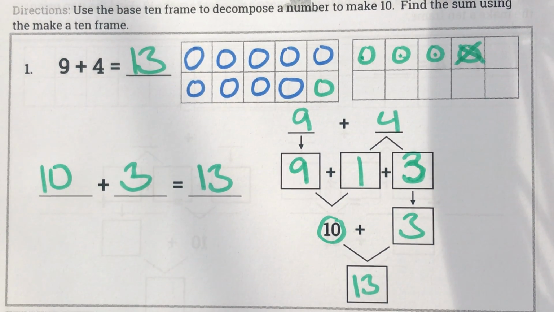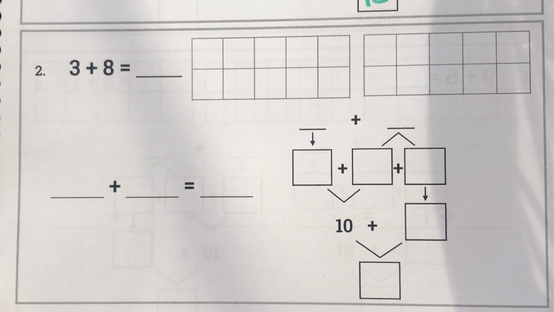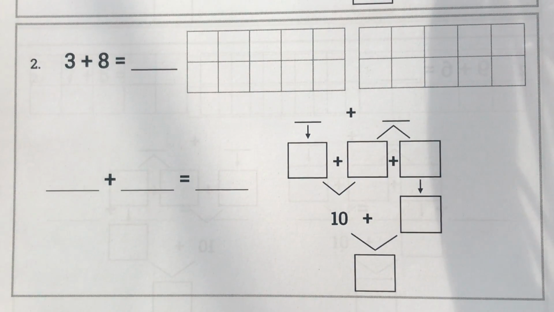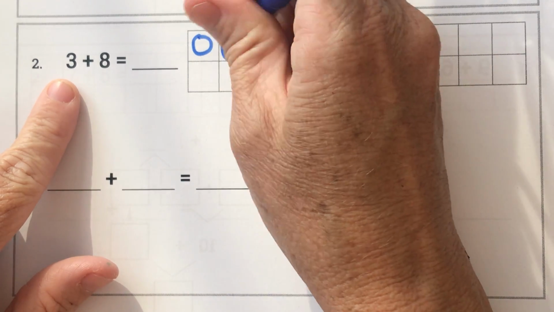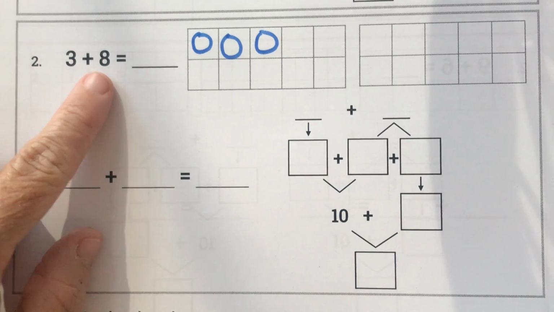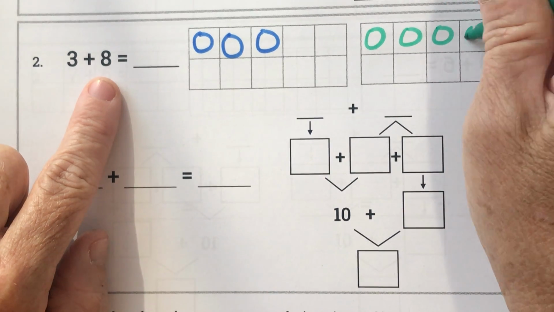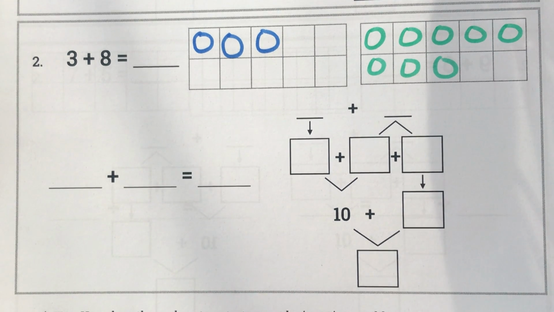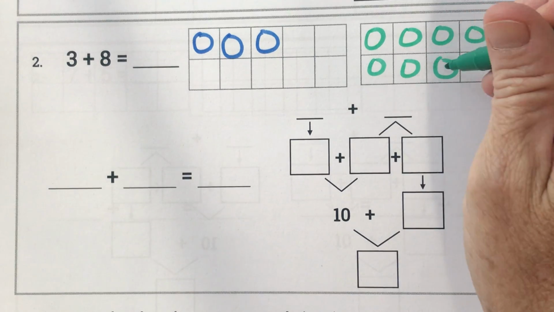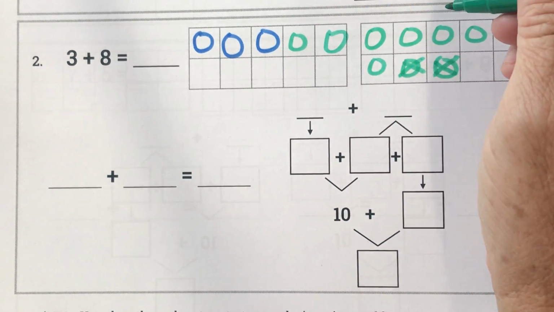Okay, let's do another one of those together, boys and girls. Our next equation is 3 plus 8. Okay, so our first addend is 1, 2, 3. Our second addend is 1, 2, 3, 4, 5, 6, 7, 8. Okay, so remember we want to fill one up. So let's take this one and put it over here. Let's take that one and put it over there.